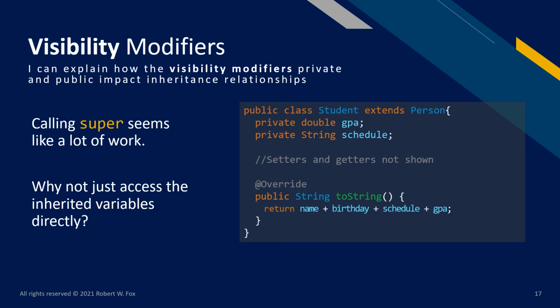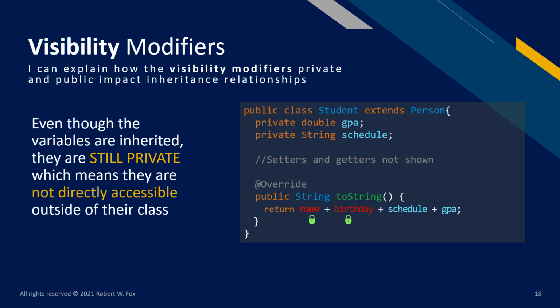Before we wrap up our discussion on overriding, we need to talk just briefly about the public and private visibility modifiers and how those might impact inheritance. So perhaps I would like to take a more direct approach to my toString method. Maybe I don't want to mess around with the super call, so why not just access the variables directly? Now you'll notice I've simplified the toString method by removing the formatting, and that's really just for the purposes of this explanation. So maybe I don't call super. Maybe I just say, hey, I just want to return the name, it's inherited. I want to return the birthday, it's inherited. And I want to add on to that the schedule and the GPA, which of course are our instance variables in the Student class. Why not just do that?